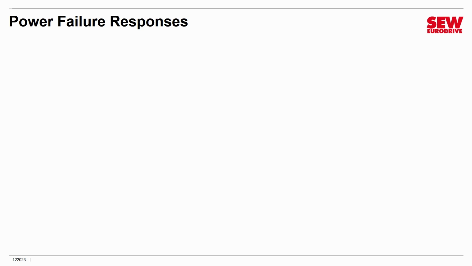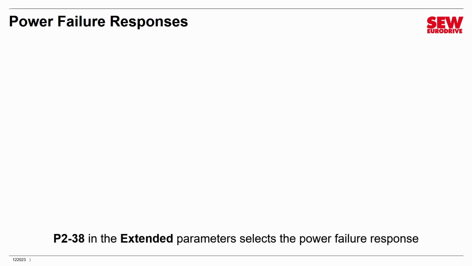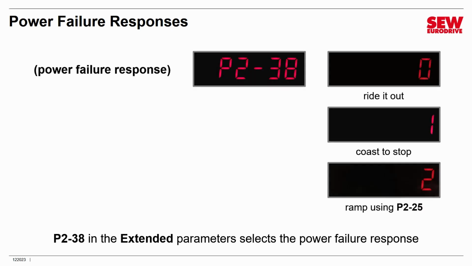Now, where do you set up power failure handling? You do this in parameter 2-38 in the extended parameters. There are three possibilities. If you put a 0 in parameter 2-38, you get ride it out. 1 gives you coast to stop, and 2 gives you ramp using parameter 2-25.